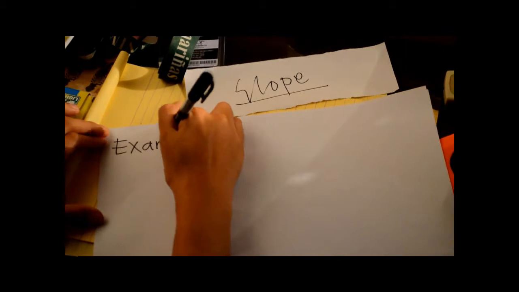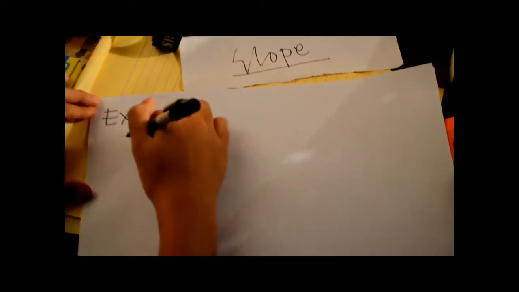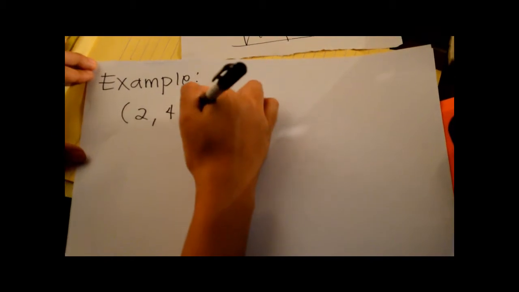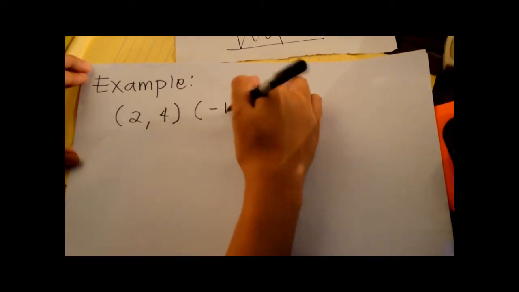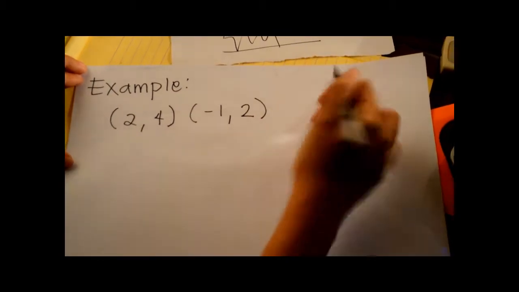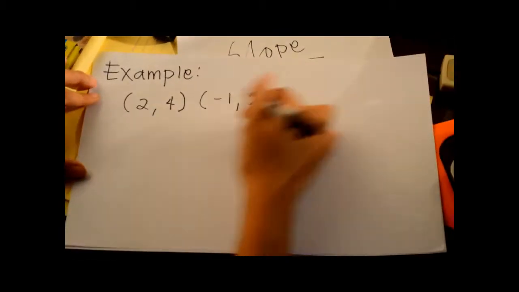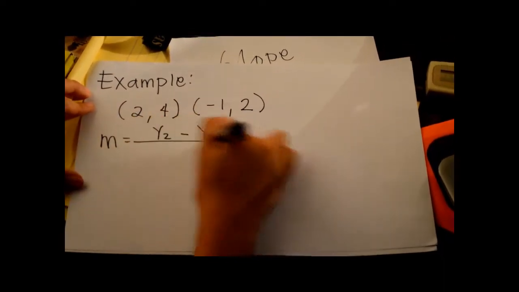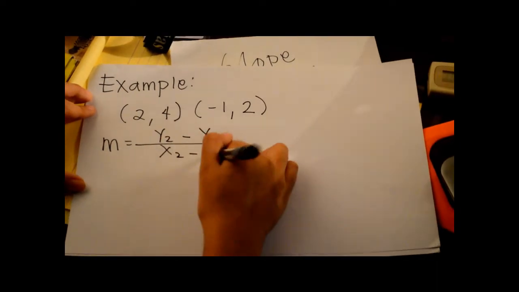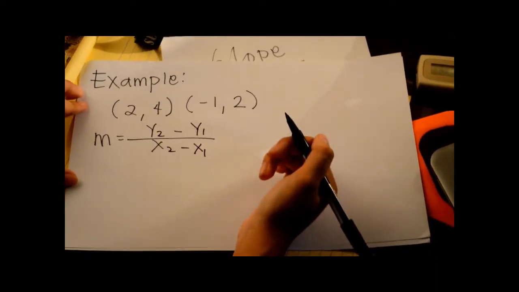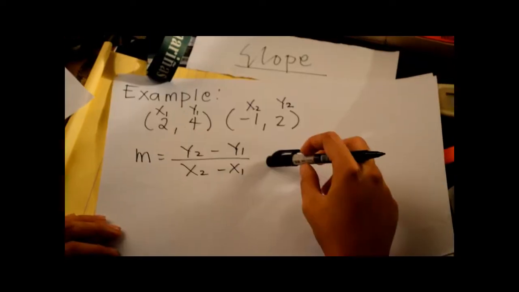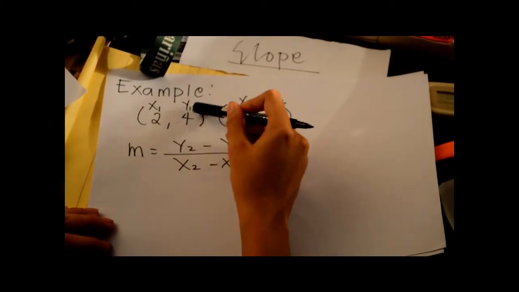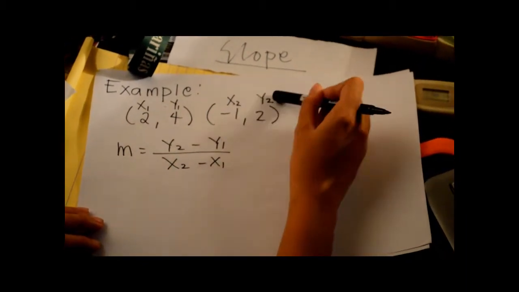I'm going to show you how to solve for a slope given 2 points. Example: we have (2, 4) and (negative 1, 2). So we are going to use the slope formula, which is m equals (y2 minus y1) over (x2 minus x1). So x sub 1 is 2, y sub 1 is 4, x sub 2 is negative 1, and y sub 2 is 2.